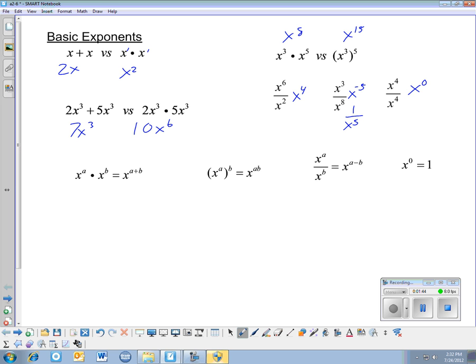And here the exponents for x to the fourth divided by x to the fourth would subtract to 0, and we actually know that anything to the 0 power is 1. X to the 0 is 1. 5 to the 0 is 1. Doesn't matter. Anything to the 0 power is 1.